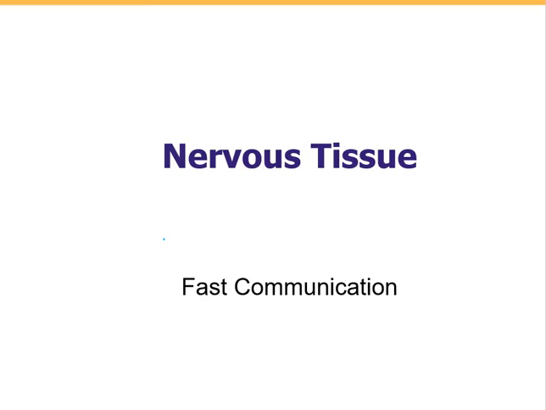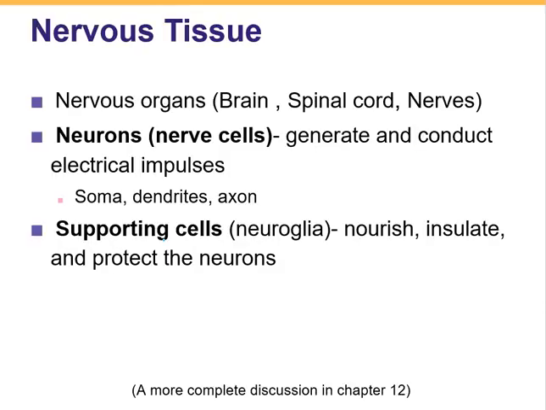Next, we have the nervous tissue, our other primary tissue, whose job is fast communication or controlling. Nervous tissue is found in our brain, spinal cord, and nerves throughout the body. Actually, we can find the nervous tissue in all the organs, but these are the primary organs where we can find the nervous tissue.